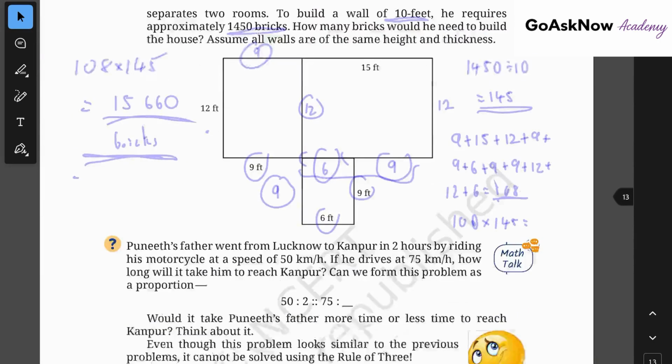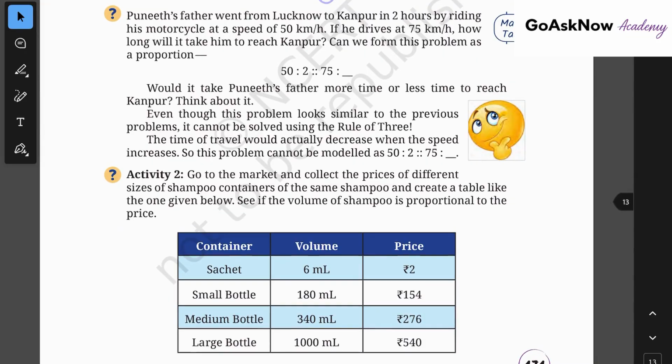Next question. Punit's father went to Lucknow and Kanpur in 2 hours by riding his motorcycle at the speed 50 kilometers per hour. If he drives at 75 kilometers per hour, how long does it take him to reach Kanpur? Can you form this problem as a proportion?